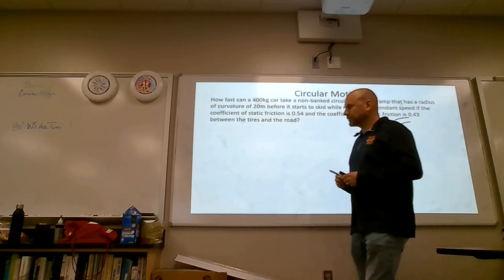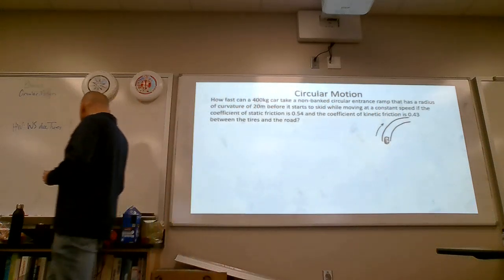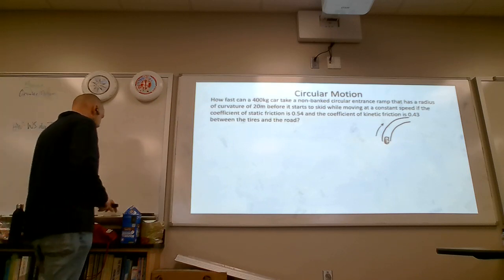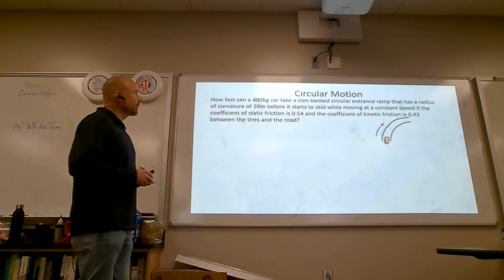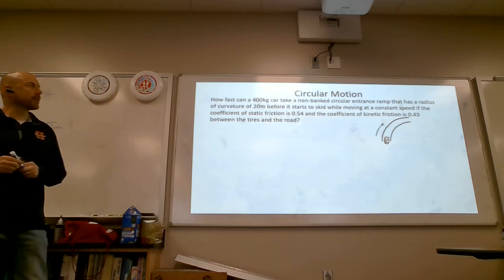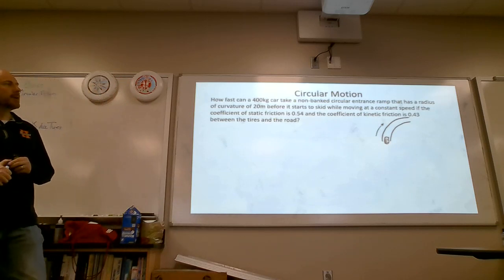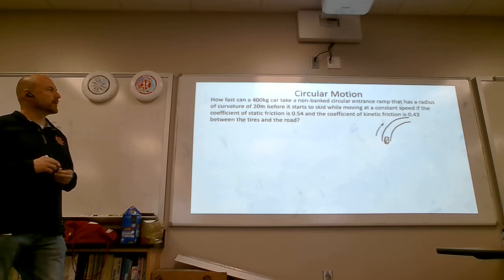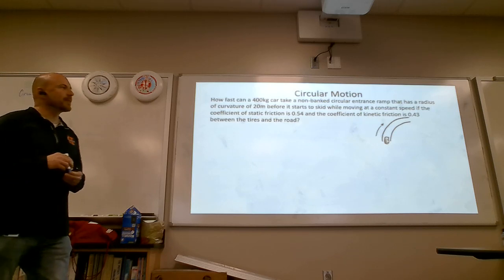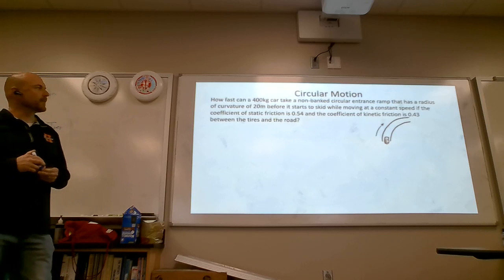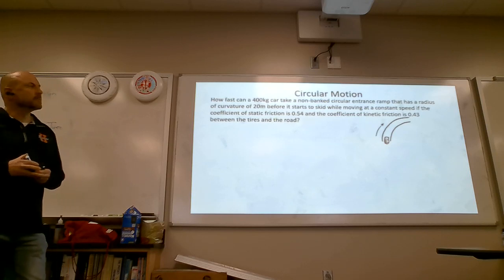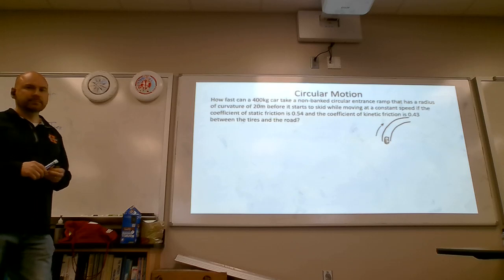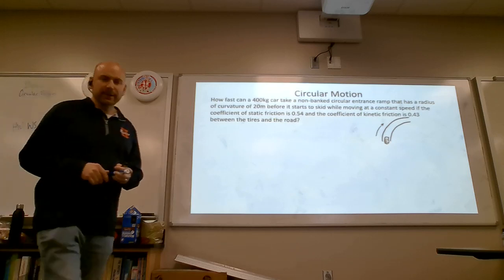All right. Example problem. How fast can a 400-kilogram car take a non-banked circular entrance ramp that has a radius of curvature of 20 meters before it starts to skid while moving at a constant speed? The coefficient of static friction is 0.54. Coefficient of kinetic friction is 0.43 between the tires and the road.